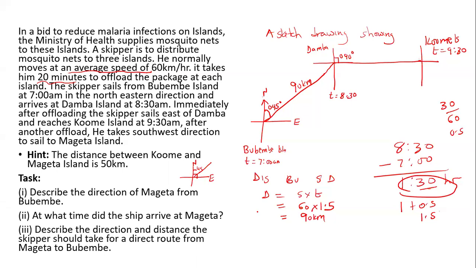Now that is where it tested our thinking. 1 hour, 40 minutes, 1 hour. That is where it tested for a lot of thinking. Because remember, at 8:30, that's when he reached Damba. But he must offload, and it takes how many? 20 minutes. So the time he left Damba is going to be 8:30 plus 20 minutes. Because he took 20 minutes to offload, the time he's leaving Damba is going to be 8:50. Now you have to count from 8:50 to 9:30.